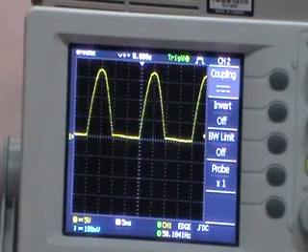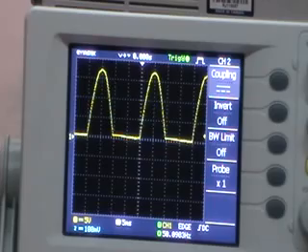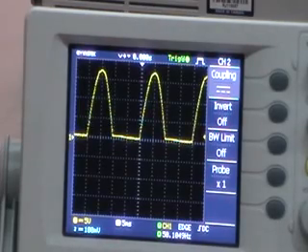You can observe this clearly now by making variations in volts per division and time per division. So this is the half-wave rectifier part. You can easily observe the input and output waveforms. You can sketch them easily.